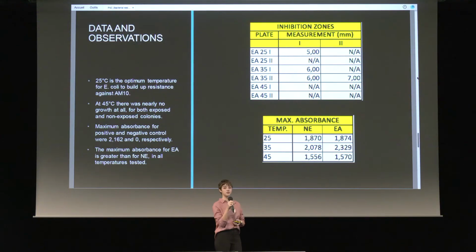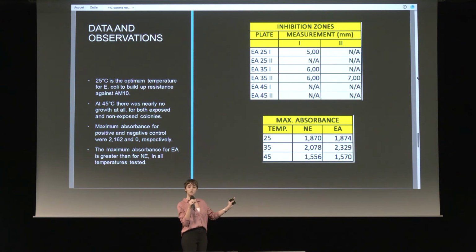These were the results. In the first table, I'm showing the inhibition zones for the plates, and in the second table I'm showing the maximum absorbance for the spectrometer tubes. So from the table, I could conclude that 25 degrees Celsius was the optimum temperature for the bacteria to build up the resistance. Since the metabolism was lower, they had more time to adapt themselves. At 45 degrees Celsius, there was no growth of bacteria at all for both exposed and non-exposed bacteria, and that is because it was past the optimum temperature for the enzymes and metabolic reactions could no longer take place.